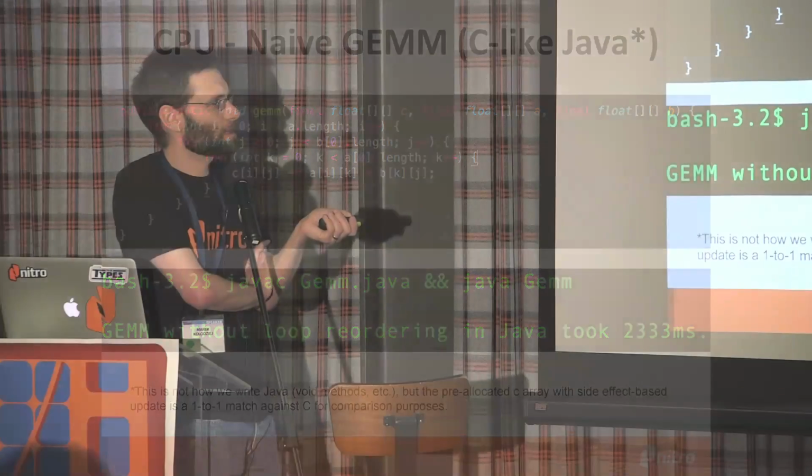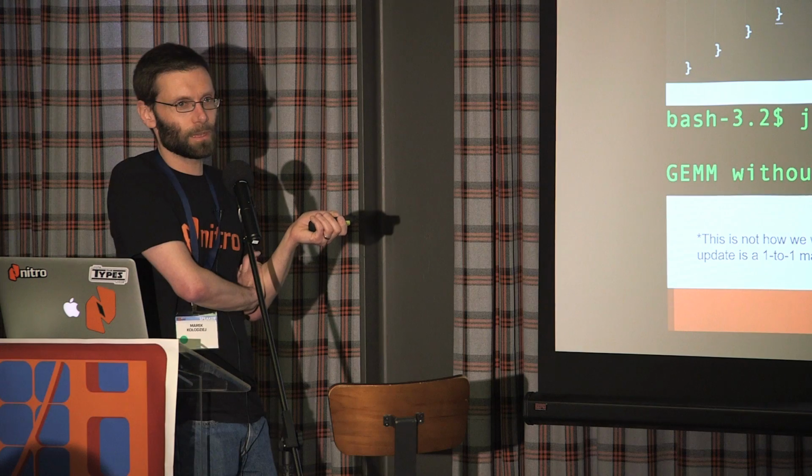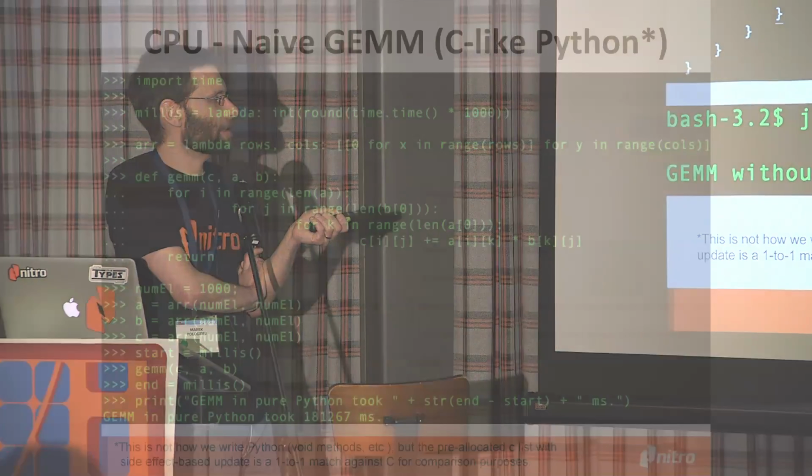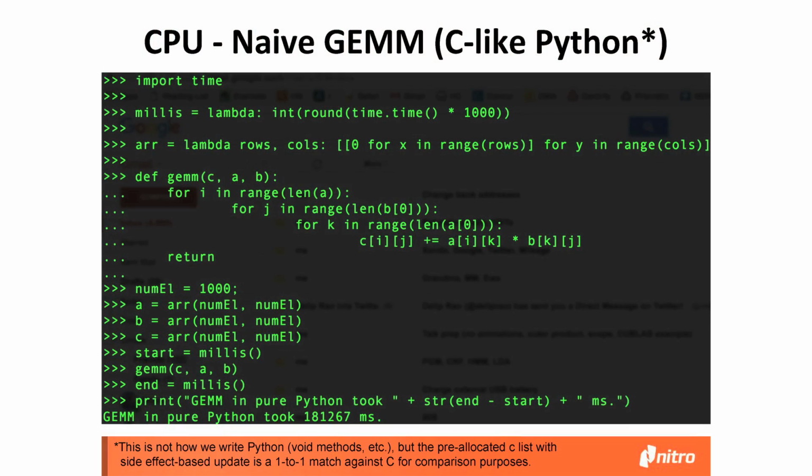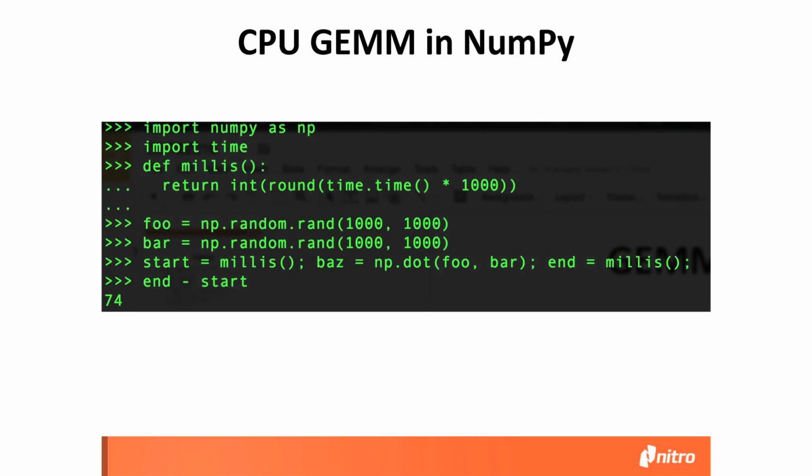Obviously, the JVM gives you some overhead, but hey, 2x is not too bad considering that in Python, if it's pure Python, it's going to be 180 times slower. But it's an interpreted language. It can be forgiven for that. That's why we have NumPy. And speaking of NumPy, we get 74 milliseconds.